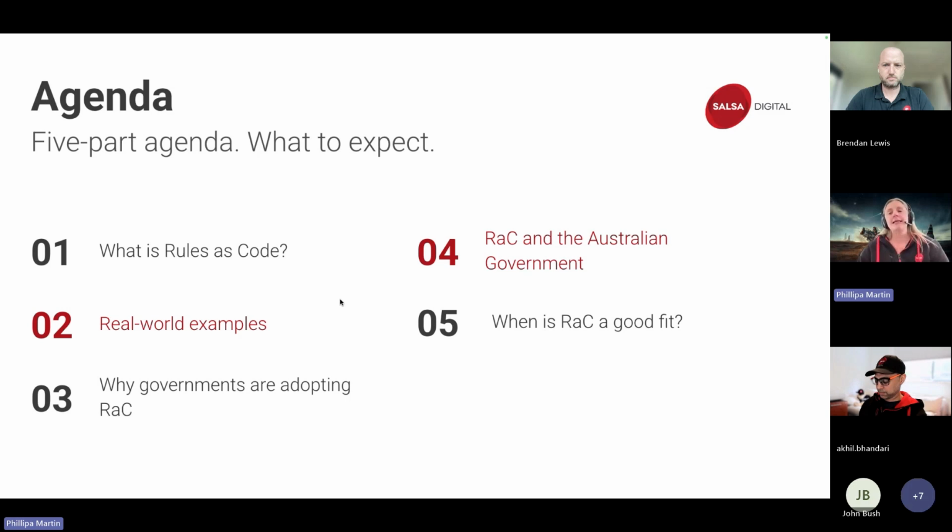Obviously, for people here today, some of you may know nothing about Rules as Code. Some of you may know a bit about it and already have a use case in mind. So this final section hopefully will let you know if your potential use case or even just general business area is going to be a good fit for Rules as Code. So that's what we're going to be looking at today. We've still got a few more people coming in, but I will continue on.